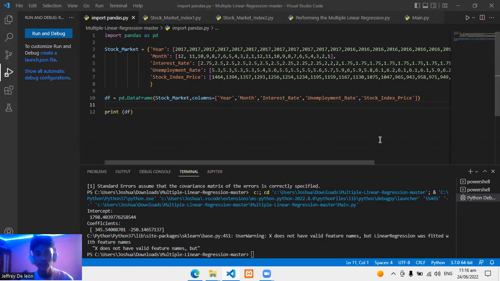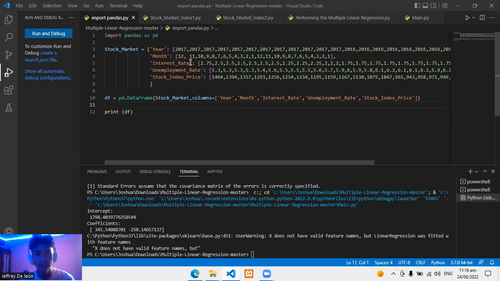In this video, we are going to predict the stock index price of a fictitious economy by using two independent variables, which are the interest rate and the unemployment rate. For our first program, we are going to declare our data sets. By declaring our data sets, we are going to install our library, which is the pandas data frame.